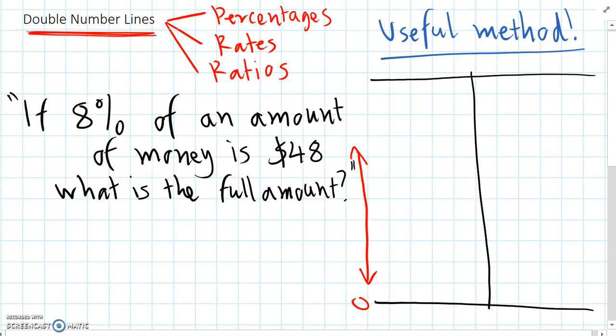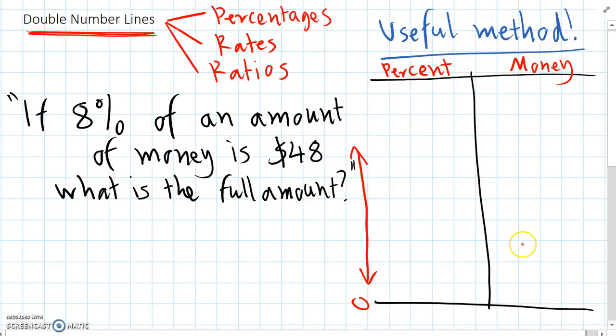Because with percentages, if the percentage goes up, then the amount of money will go up, or the value that it's worth will go up. So on one side of the number line, we work as a percent, and on the other side, we'll work in the money number line. So we have two number lines working together. And the first thing we do is put in the information that we know.